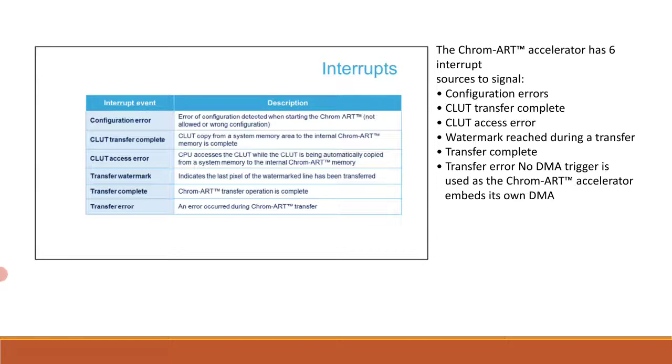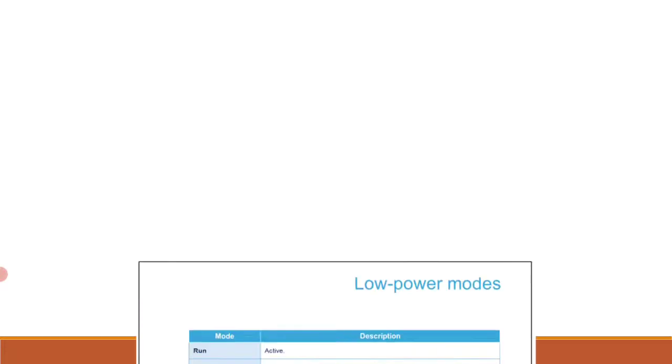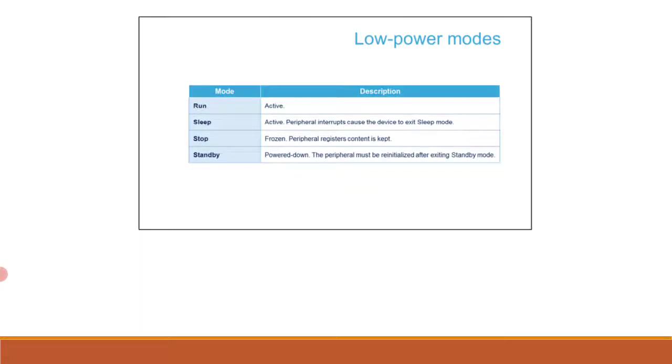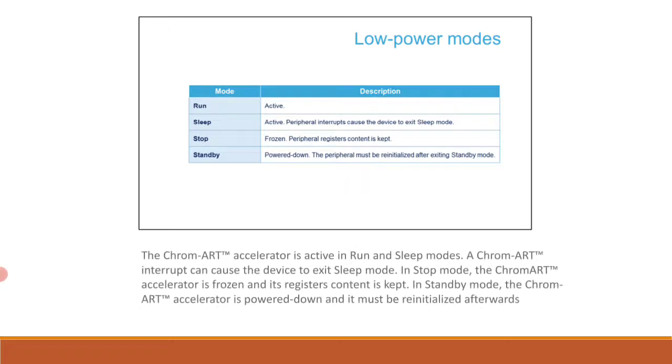As usual, in low power modes, Chromate is active in run and sleep modes. A Chromate interrupt can cause the device to exit sleep mode. In stop mode, the Chromate accelerator is frozen and its register content is kept. But in standby mode, the Chromate accelerator is powered down and it must be reinitialized afterwards.